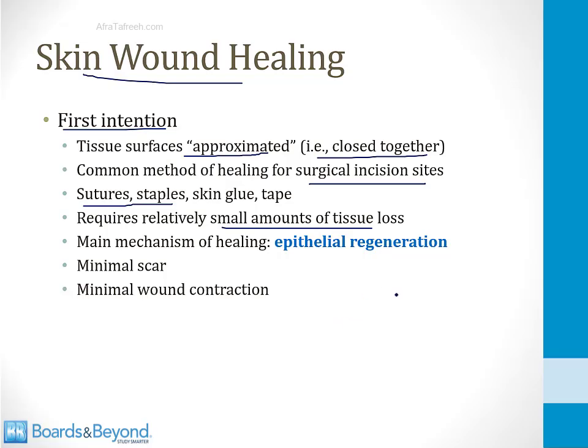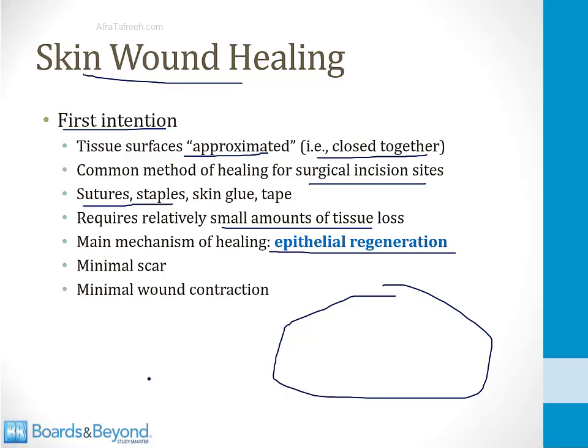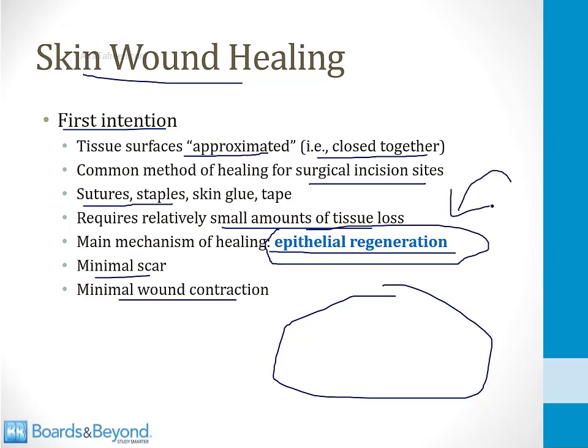You can't bring the edges together if you have a massive gaping wound, but if you have a small wound like a surgical incision wound, then it's usually easy to bring the edges together and heal by first intention. In this situation, the main mechanism of healing is epithelial regeneration. That's because by approximating the edges, you are bringing the epithelial layers of skin together. There will be minimal scar and there will be minimal wound contraction. Most of the healing will be by epithelial regeneration, and it's high yield to know this for your exams.